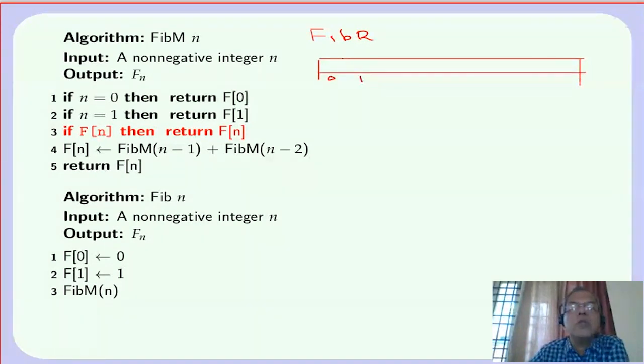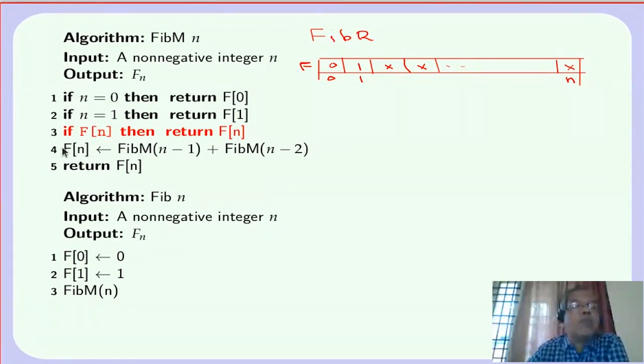Index 0 is initialized with 0. This table is called f, with index 1 initialized with 1. And the subsequent entries are not yet initialized. Let's say this is n. Formerly we wrote, if the two base cases are not satisfied, then we come to the recursion step. Recursion step is calculate fib of n minus 1, calculate fib of n minus 2, add them, that is the result. But now we are doing a very small change.